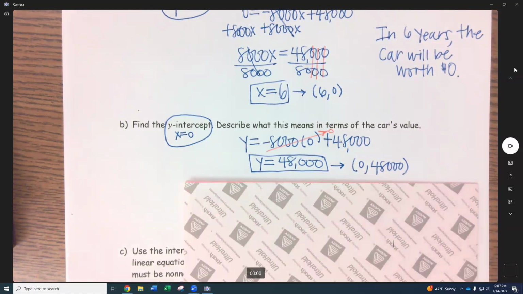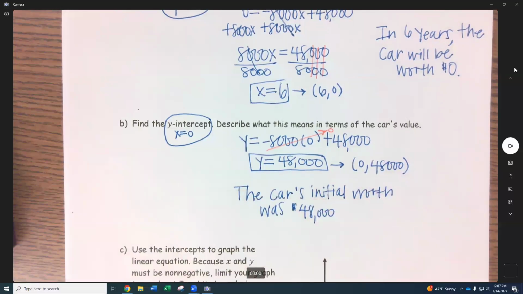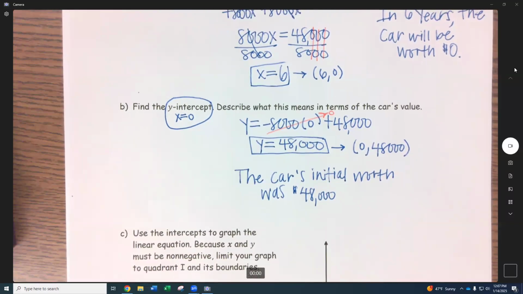Now, the way I just said that, if you wrote that, that's fine. In 0 years, the car is worth $48,000. But we don't really say in 0 years, right? So I wrote the car's initial worth was $48,000. But as long as you understand what everything is representing, then that's good. This isn't the only way to write that.